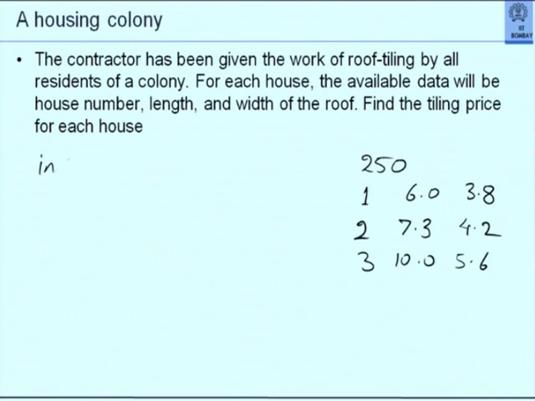Now here is a question. If I want to read the data and produce the output for every house, what is the tiling price, then I need to do exactly what I did earlier, but I need to do it repeatedly. And I need to read one more thing called house number now, which was not there earlier. The first value which is being accepted is the number of houses. So I will need to add integer n, which is number of houses, and I will call it hn to mean house number.